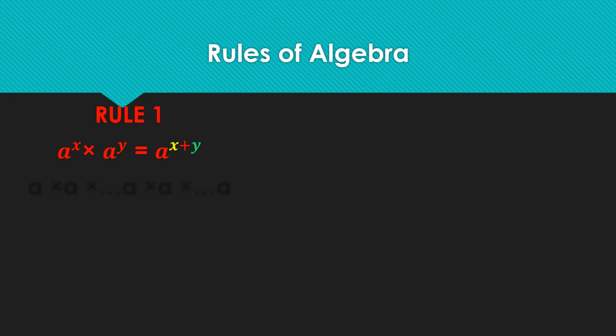a to the power of x times a to the power of y is equal to a to the power of x plus y. Now, we have an x here and we have the y here. Now, I will make it x plus y. Some of you may be thinking, how does this equation work?